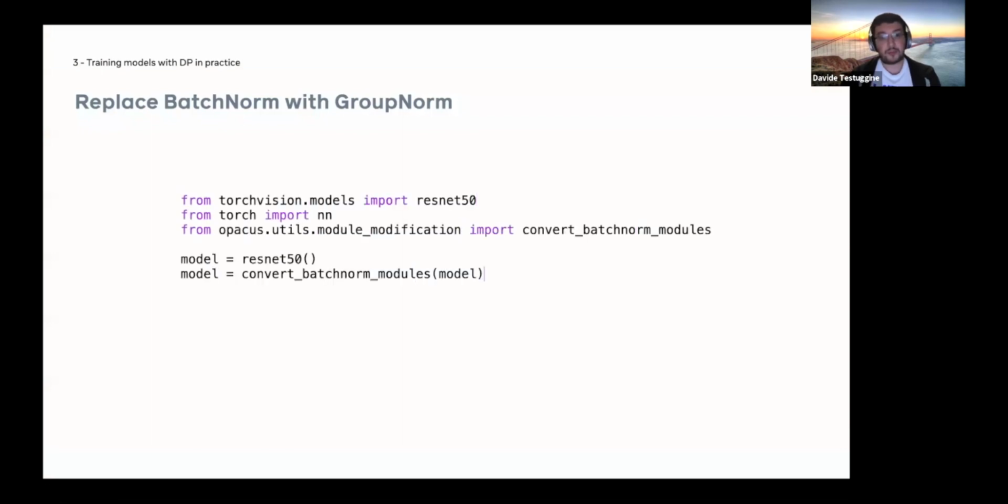And for example, this is something we do in Opacus already. So if you want to replace batch norm with group norm, we got you covered. That function also, you can put a lambda in there and you can convert it to whatever else you want.